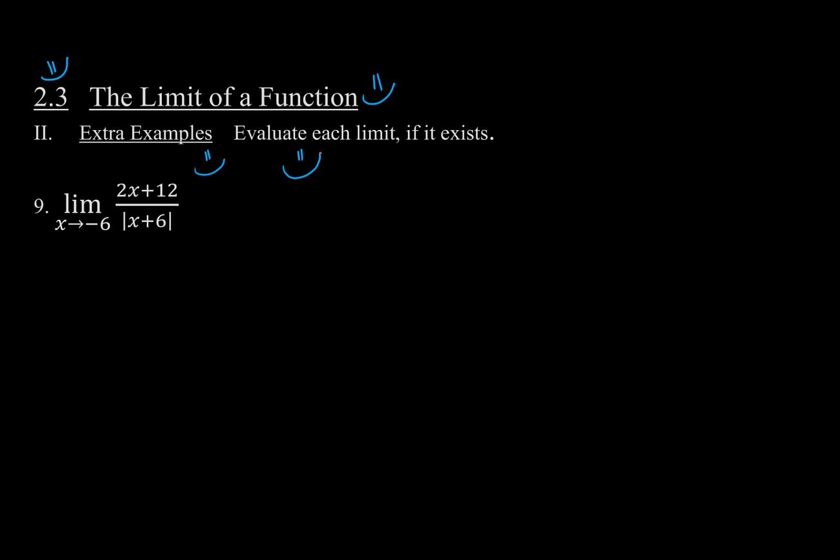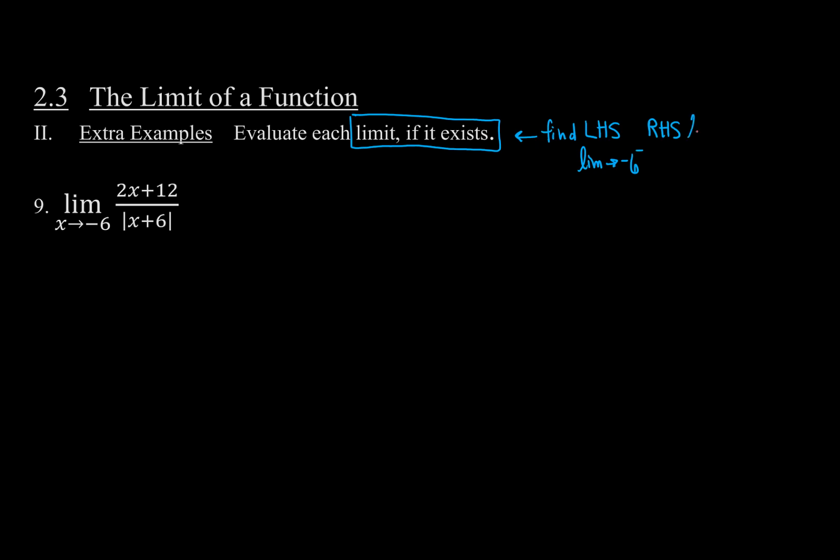Let's take a look at this example here. This example is pretty cool because it has an absolute value function. And the absolute value function is defined as a piecewise function. So I'm trying to find the limit if it exists. What that means is I'm going to find the left-hand side limit, and I'm going to find the right-hand side limit. So I'm going to find the limit as x approaches -6 from the negative side, and I'm going to look at the limit as x approaches -6 from the positive side.